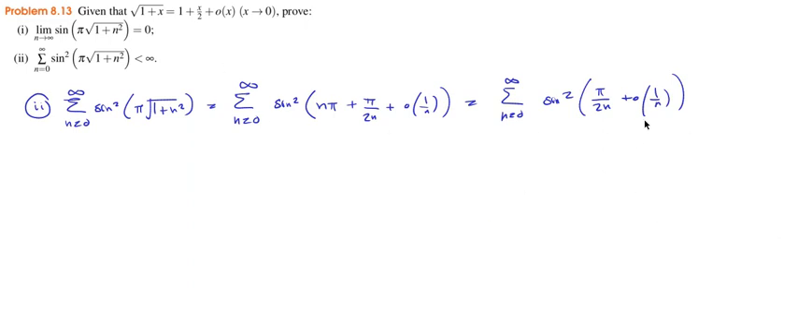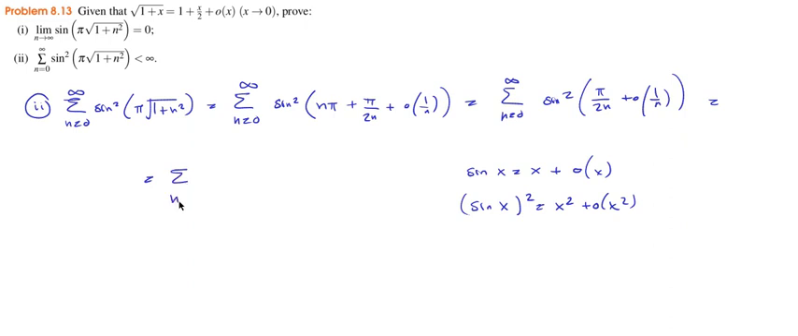And now what we have here, the sine squared: we know that the sine of x is x plus small o of x, right? So this sine squared is going to be x squared plus small o of x squared, right? And so in this case we have the sum from n equals 0 to infinity of x squared, which is pi squared over 2n squared, plus small o of 1 over n squared, right? This is what we have using Taylor's expansions.